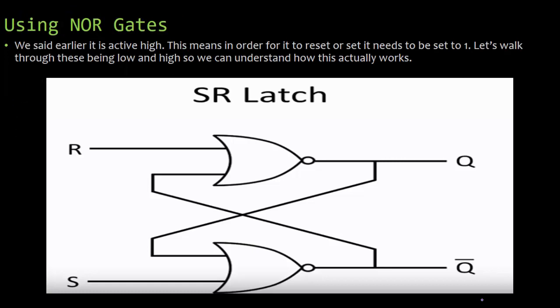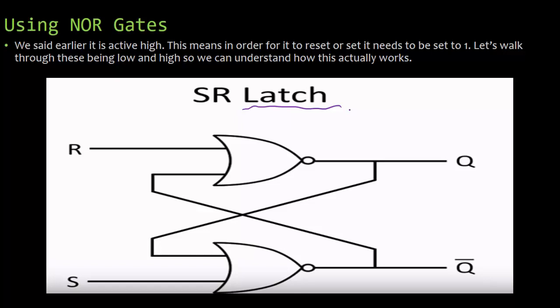Now, let's start with NOR gates. We said earlier, it's active high. This means in order for it to reset or set, it needs to be set to 1. What are we resetting and setting? We're resetting or setting what is known as a latch. So if you hear people talking about setting the latch, they're talking about a set reset positive feedback or sequential circuit.